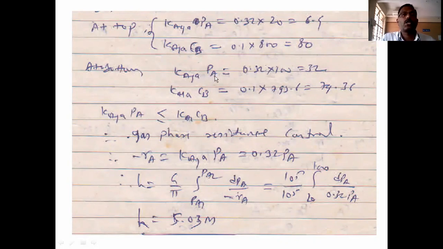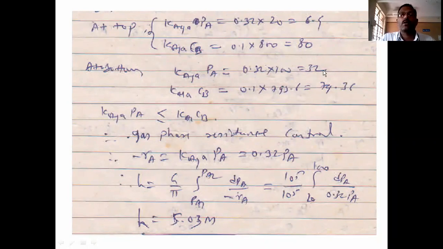Similar condition: kG into Pa at the bottom is 0.32. At the bottom, Pa is 100, so it is 32. kLa is 0.1, and what is CB at the bottom? We determined 793.6. So that is the product kLa into CB.